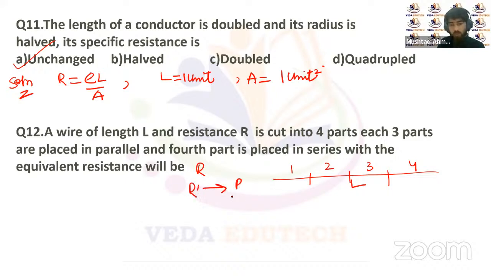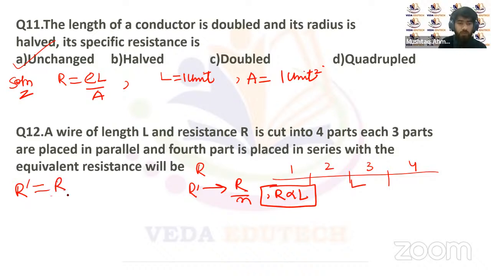It will be R upon n, because we know the resistance of a conductor is proportional to its length. If the length becomes 1 by n times, the resistance will become R by n times. So R by n will be the resistance of the new conductor. Here it has been cut into 4 parts, so the resistance of each part will be R by 4.